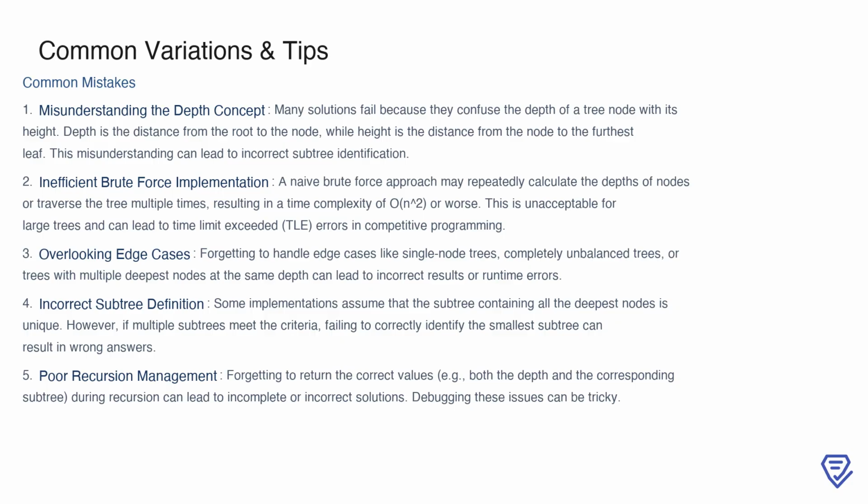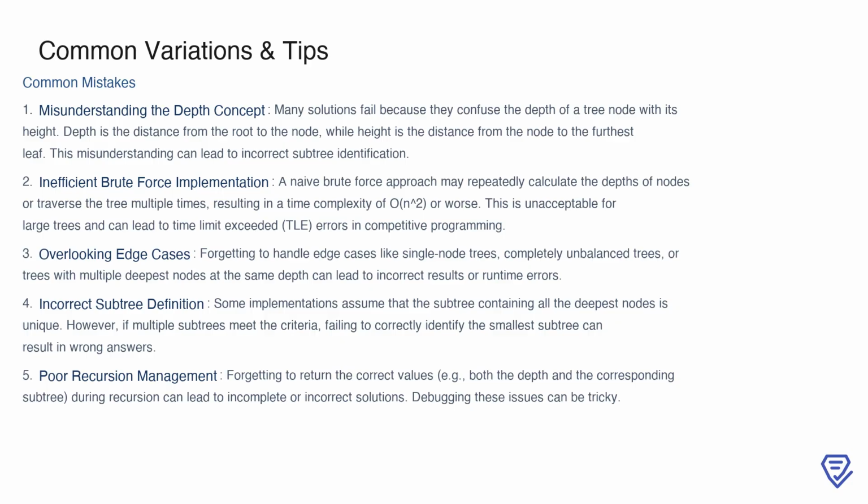Next, avoid inefficient brute force implementations that calculate node depths repeatedly or traverse the tree multiple times. This can lead to a time complexity of n squared, or worse, which is impractical for large trees and can cause time limit exceeded errors. Additionally, be mindful of edge cases. For instance, a single node tree, completely unbalanced trees, or trees with multiple deepest nodes at the same depth all require careful handling to avoid incorrect results.